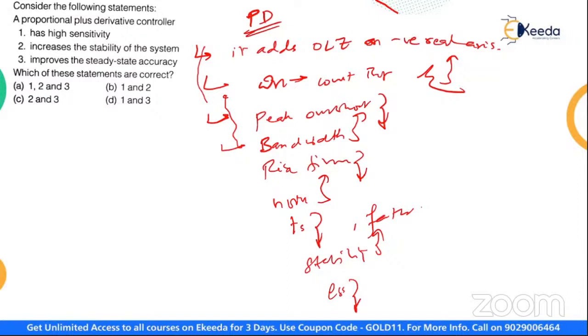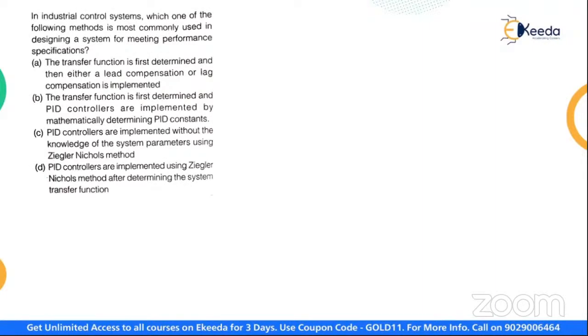Now, they are saying it has high sensitivity and all. Yes, it has high sensitivity, right? Second, increases the stability of the system. Yes, stability of the system is increased. Improves the steady state accuracy. Yes, because steady state error is reduced. That is the reason we can say that it is option A. Getting my point or not? Correct? Yes. Now next.